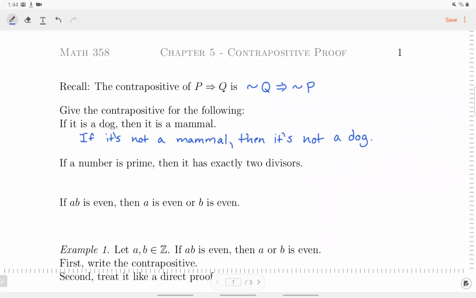So the opposite of exactly 2 divisors is that it has 1 divisor or lots of divisors. Does that make sense? 1 or more than 2. So when you write this, you're going to say: if a number has 1 or more than 2 divisors, then it's not prime.